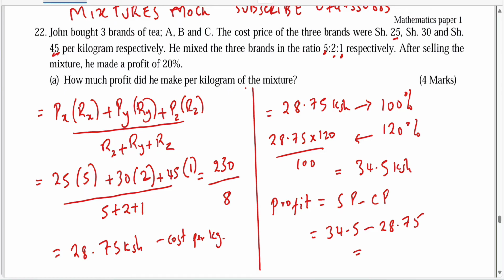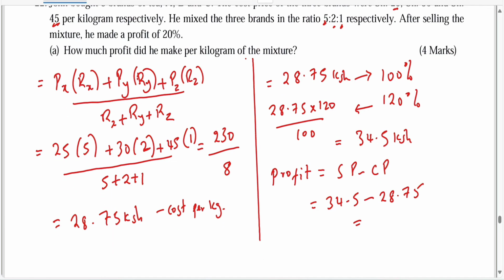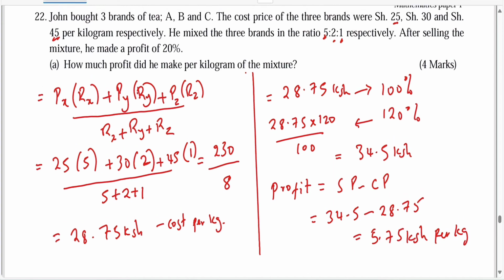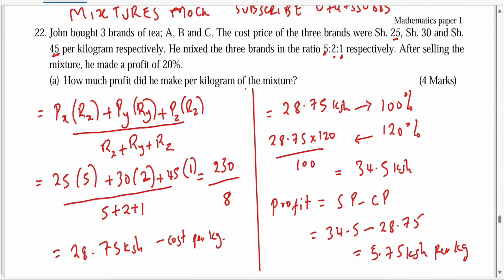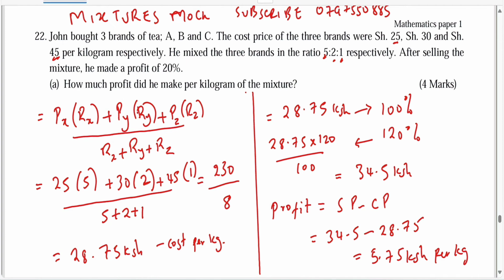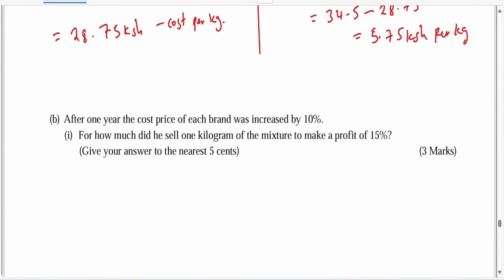Na answer yetu itakuwa ngapi? Minus 28.75 itatupa 5.75, and that is your answer per kg. So hiyo ndo answer ya 5.75 shillings per kg. Yani kwa kila kilo moja atakapouza atapata faida ya shilingi 5.75. So I think that's all. So let's go to the other question.